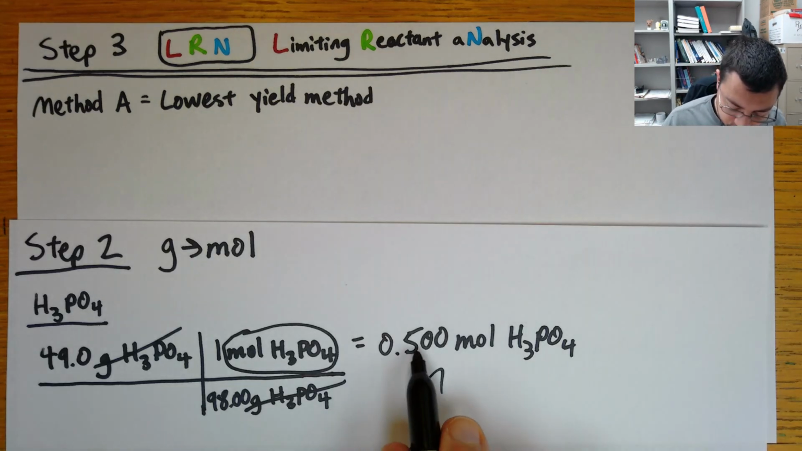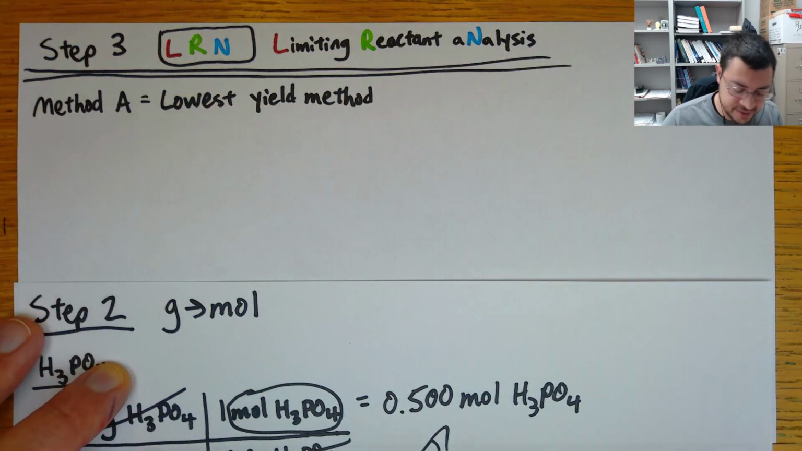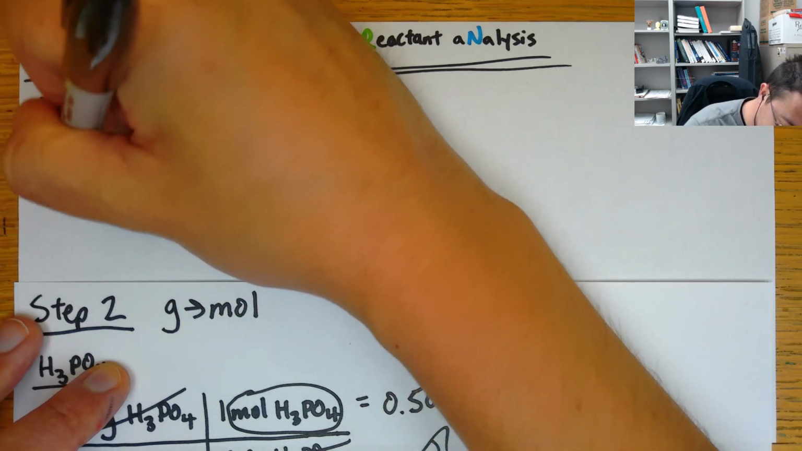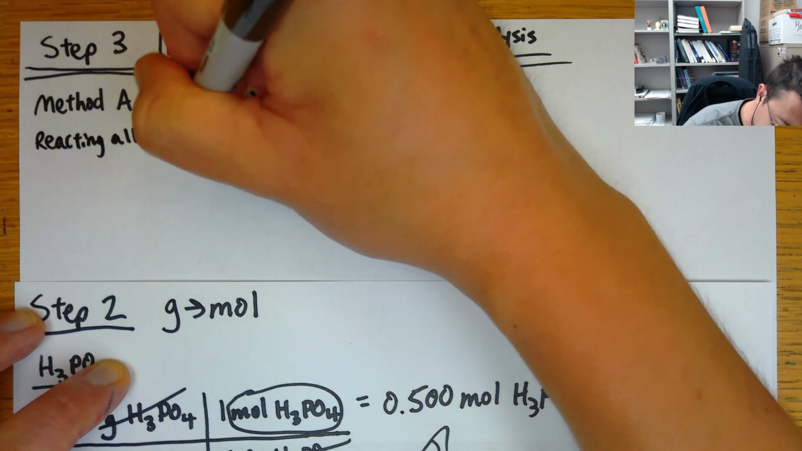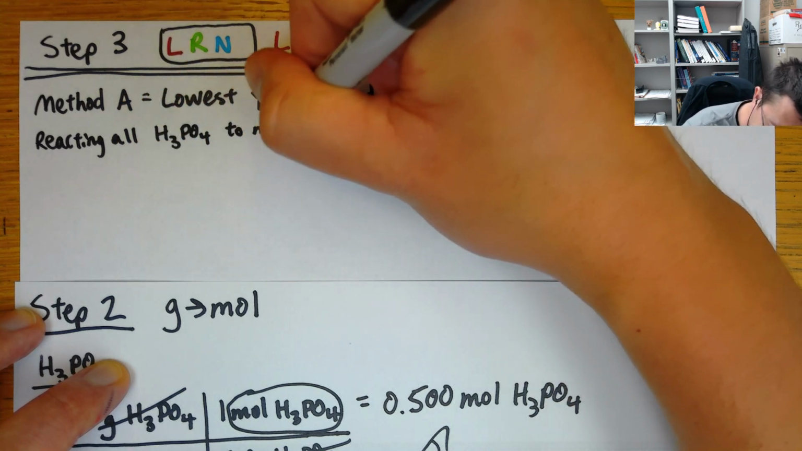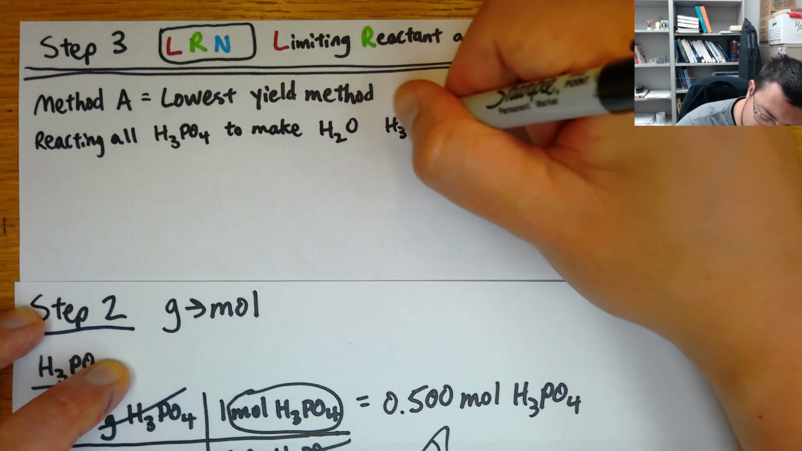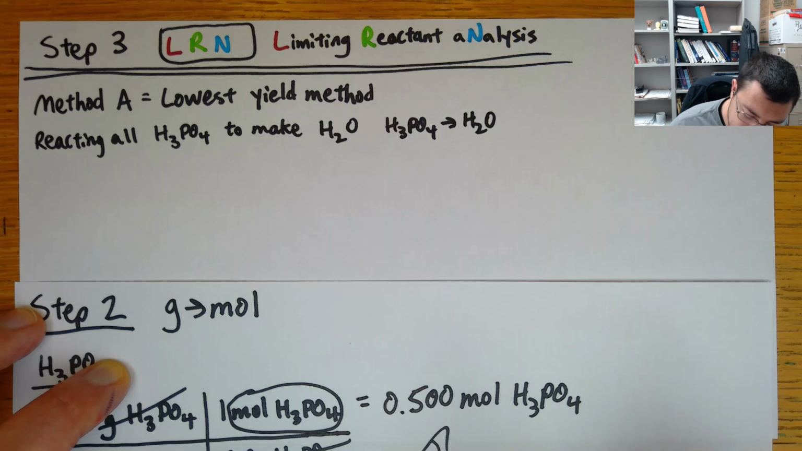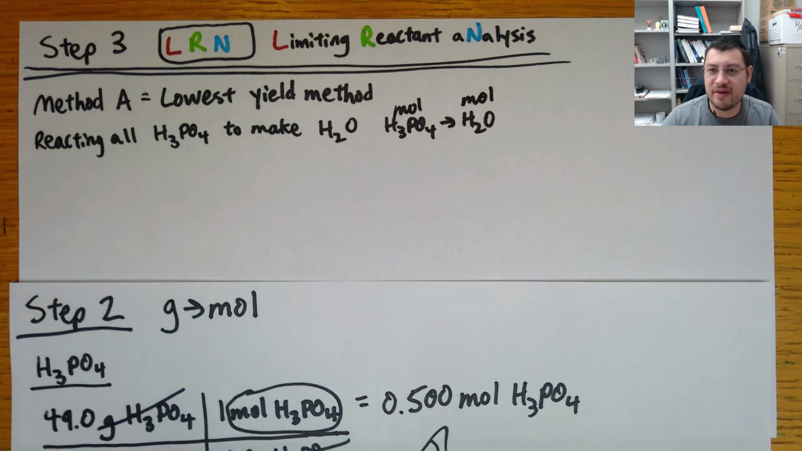All right, so let's start with the phosphoric acid. Okay, and the way I will label this equation is reacting all H3PO4, phosphoric acid, to make H2O. So basically, if we were to write this more as a shorthand, we're going from H3PO4 to H2O. And we're just doing this in moles. No grams for a while. We're just keeping everything simple right now with moles.